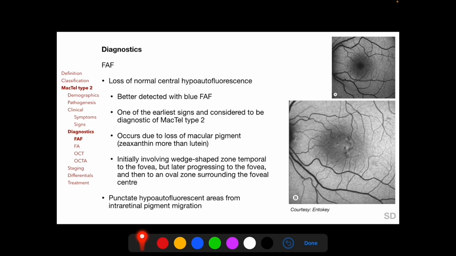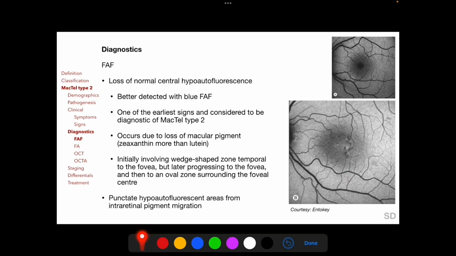One of the characteristic diagnostic signs of MacTel type 2 is loss of normal central hypoautofluorescence. In a normal FAF, the central macula appears hypoautofluorescent because of the presence of macular xanthophylls, which block light used to generate autofluorescence from the underlying retinal pigment epithelium. In MacTel type 2, there is a loss of this macular xanthophyll pigment, resulting in patchy areas of increased transmission of autofluorescence from the underlying RPE, as seen here in this clinical photograph.